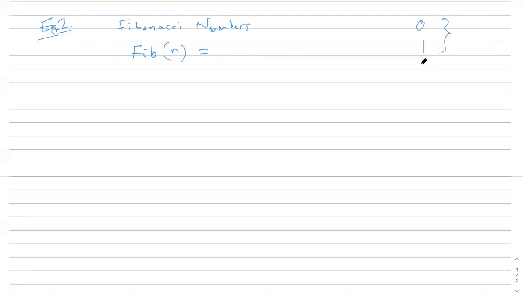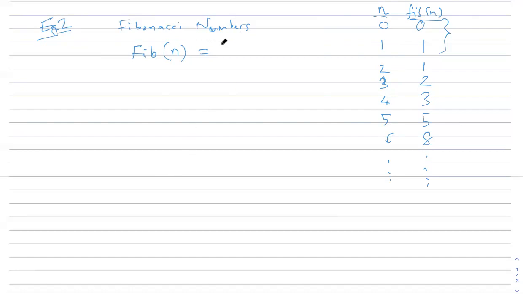And then we just keep adding, right? So 0 plus 1, 1, 1 plus 1, 2, 2 plus 1, 3, 3 plus 2, 5, 5 plus 3, 8, and so on and so forth. So if this is the value of n, this is the Fibonacci of n. So the 0th Fibonacci number is 0, then 1, 2, 3, 4, 5, 6, and so on and so forth.